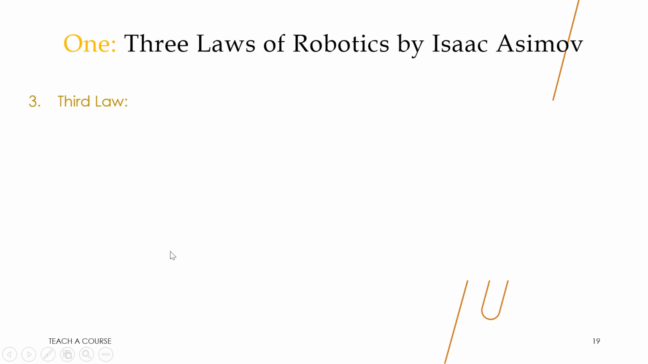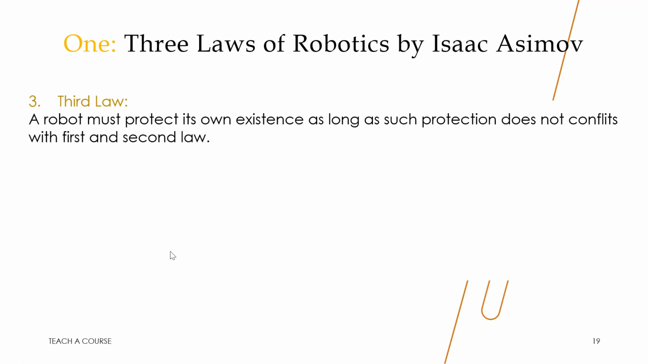The third law states a robot must protect its own existence as long as such protection does not conflict with the first and second law. Now, the third law introduces a concept of self-preservation in robots. Like humans, robots have a natural instinct to protect themselves from harm. This law ensures that robots maintain their functionality and operational integrity.